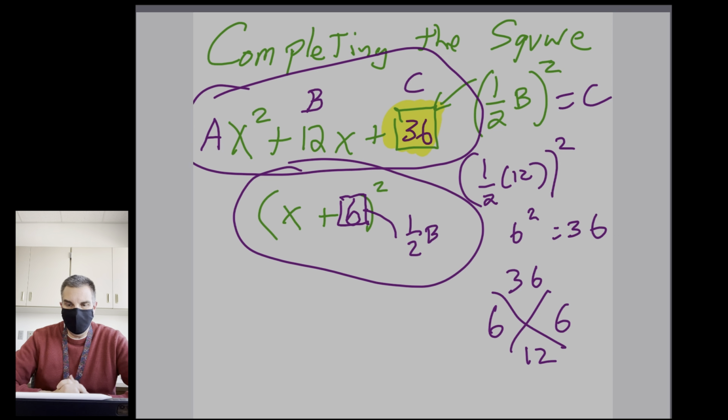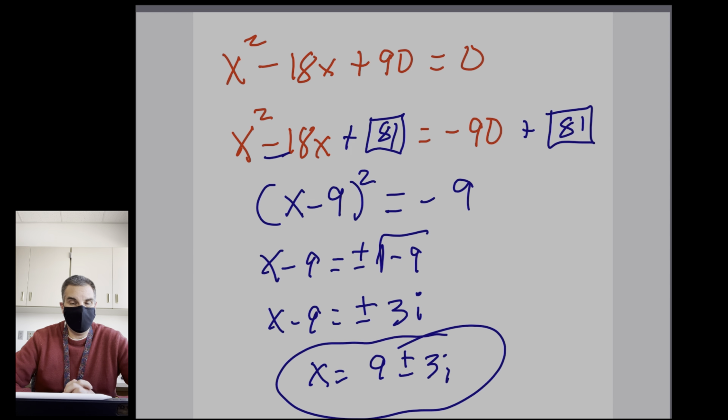Remember, we found that by doing half of b squared. And then we factored it by going x and then whatever the symbol was for your b value, and then half of that squared. And then solve away and get the solutions that you have. Okay. So there's lesson 9.1.